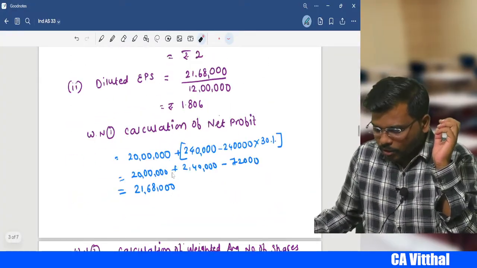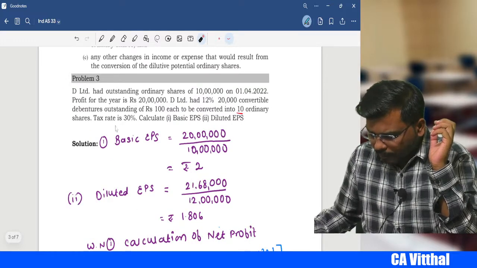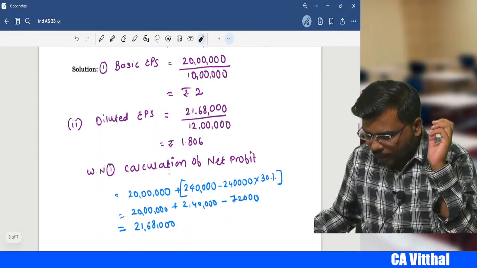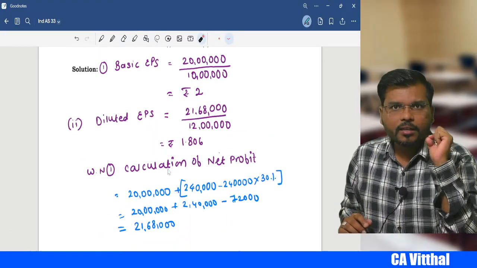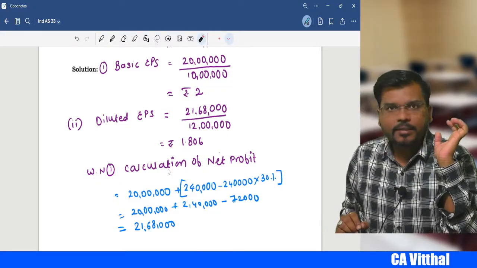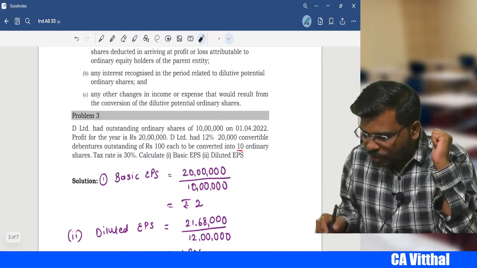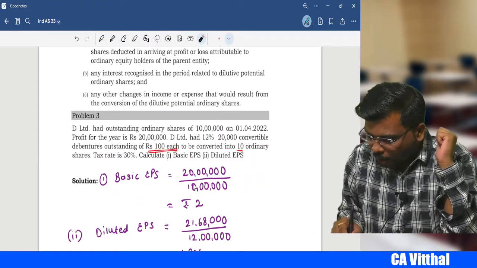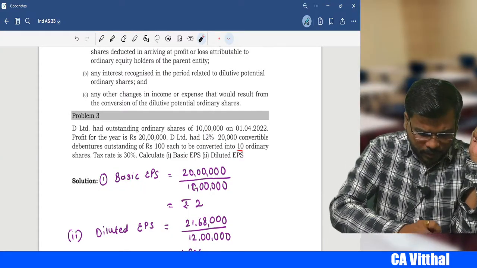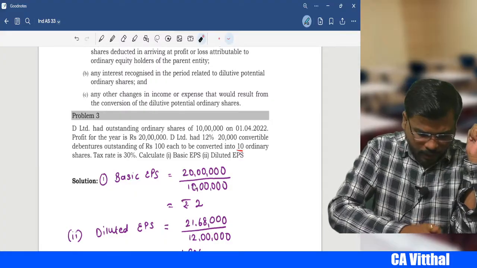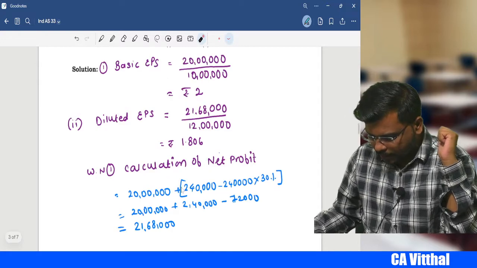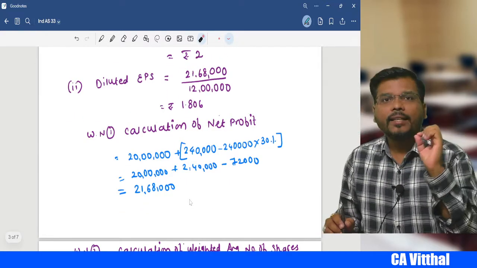Okay. So first of all, let's calculate net profit first. How much was the profit before? 20 lakhs, before giving the impact of interest. Now to that we add the interest. How much is debenture? 20,000 debentures of 100 each, at 12%. So take your calculator, 20,000 into 100 into 12%, we get 2,40,000 as interest. So 2,40,000 we add as interest to our net profit.